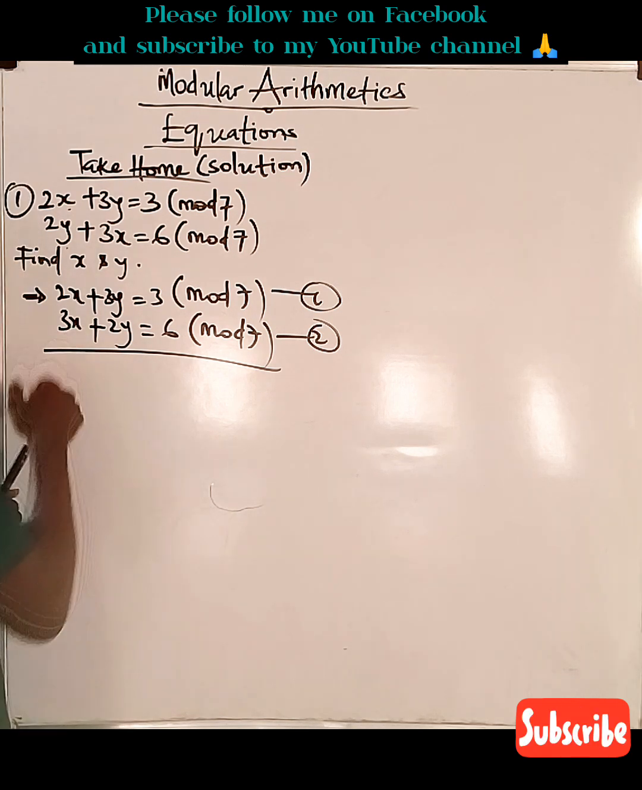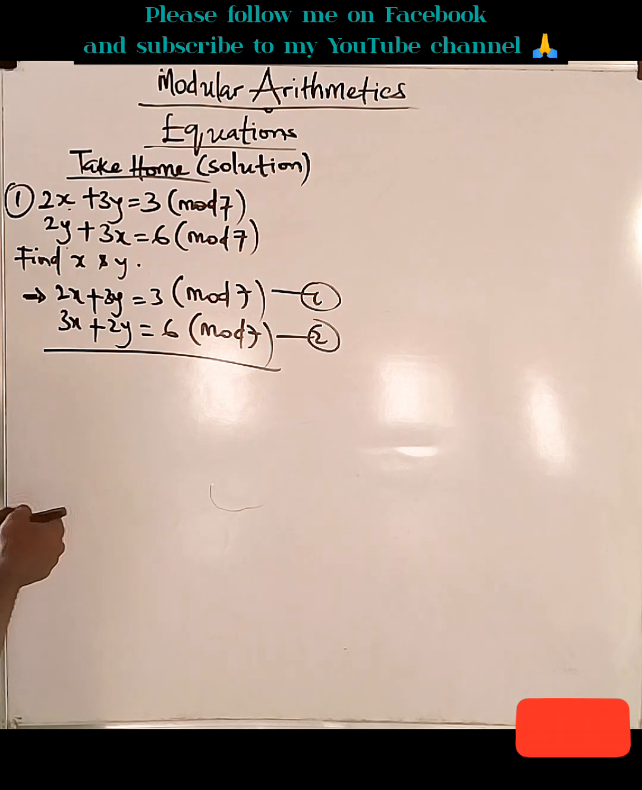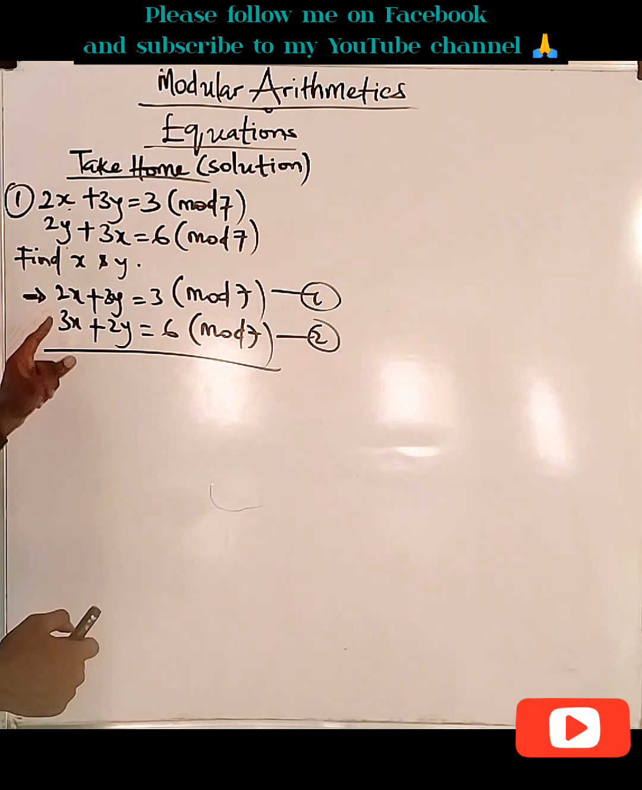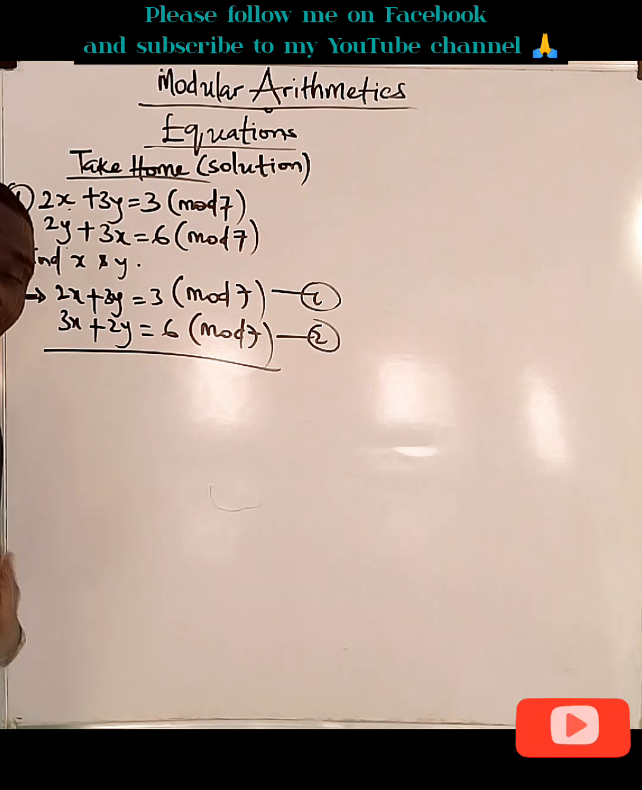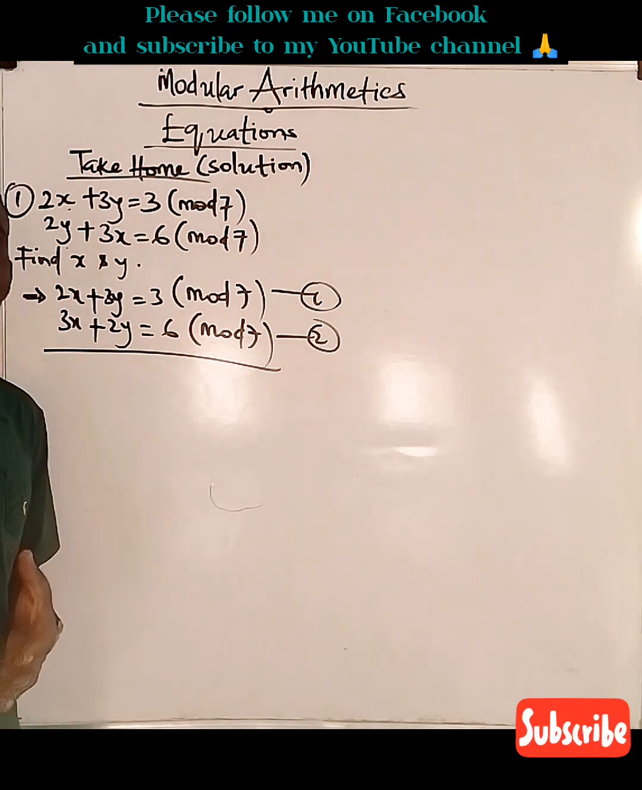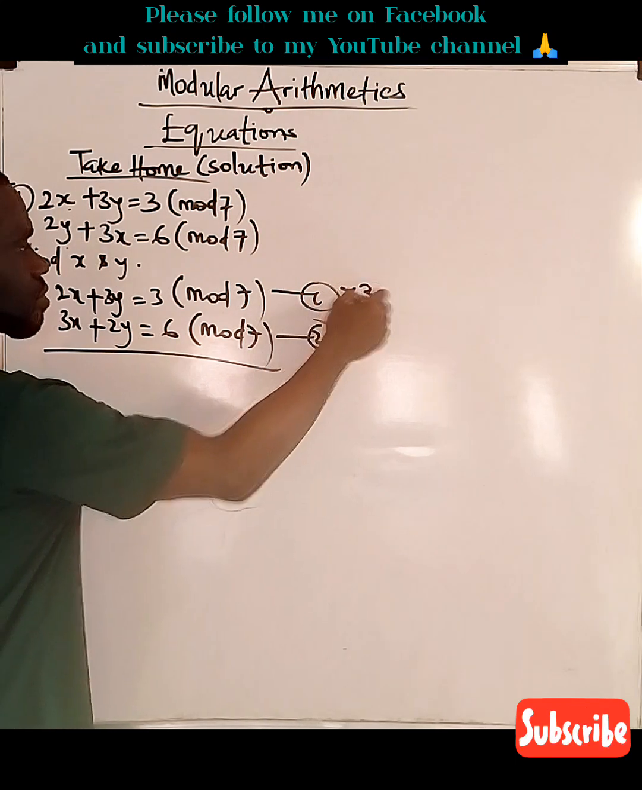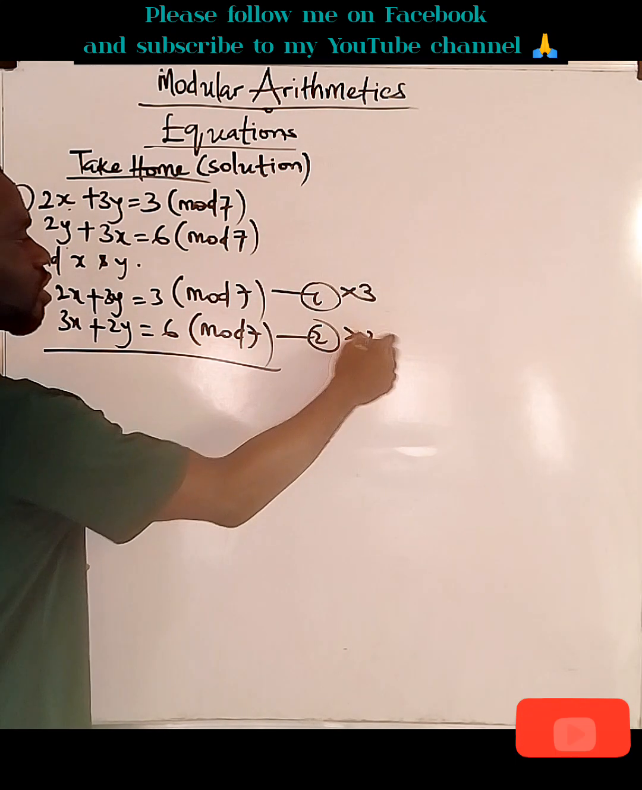You're going to eliminate x first. You're going to choose x to be eliminated. So if you're going to eliminate x, you're going to use the coefficient of x. Don't forget, we have 2 and we have 3 here. So what is the LCM of 2 and 3? The LCM of 2 and 3 is 6. So 6 divided by 2 will give us 3. 6 divided by 3 will give us 2.